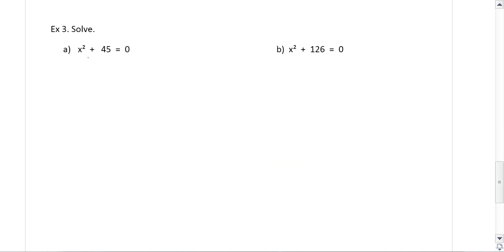Again, we notice there's no x term, so we're going to use the square root method. We start by subtracting 45 from both sides. Now the x squared is isolated, so we take the square root of both sides. So x is plus or minus the square root of negative 45. Now this negative sign is represented by negative 1, and we know that the square root of negative 1 is i. So the first thing I'm going to do is pull the i out.